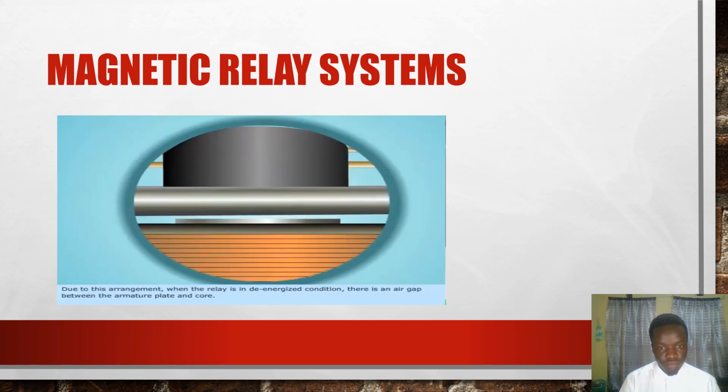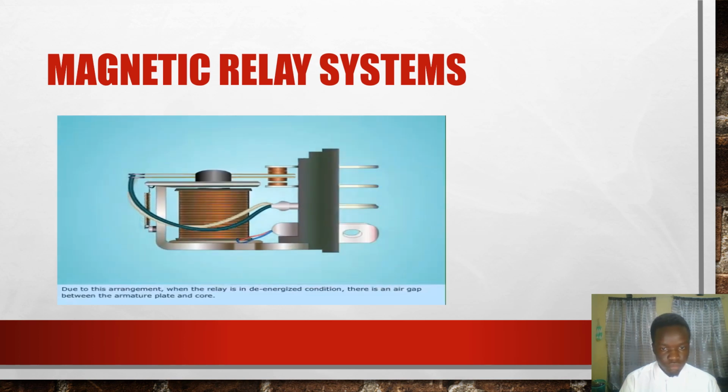Due to this arrangement, when the relay is in the de-energized condition, there is an air gap between the armature plate and core. In this condition, some of the contacts would be in closed condition. These contacts are called normally closed contacts or NC contacts. And some other contacts would be in open condition and they are called normally open contacts or NO contacts. Note, the types of contacts NO and NC are described with respect to the de-energized state of the relay.